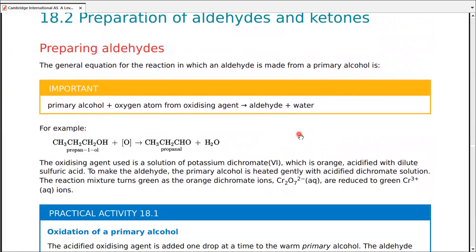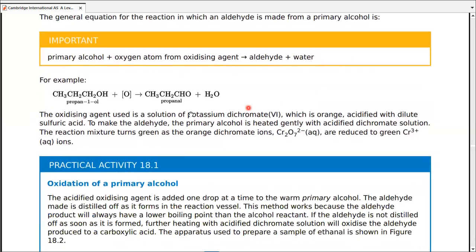Now, preparing aldehydes. We know primary alcohol and an oxidizing agent will give you aldehyde in water. So we are familiar with this reaction. We can do this with potassium dichromate(VI). The orange color will change to green. To make the aldehyde, primary alcohol is heated gently, right?